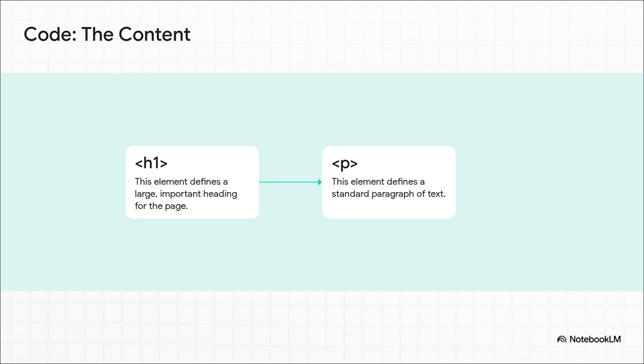And finally, inside the body, we get to the actual content. These tags tell the browser how it should display things. So the H1 tag defines a large, important heading, and the P tag is for a standard paragraph. When your browser reads this, it knows exactly what to do. Show the first line as big, bold text and the second line as normal text right below it.